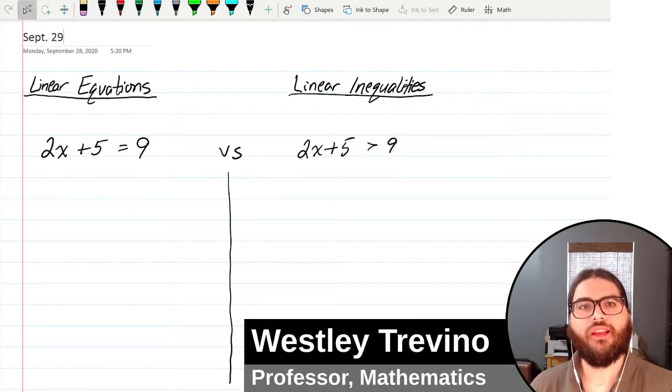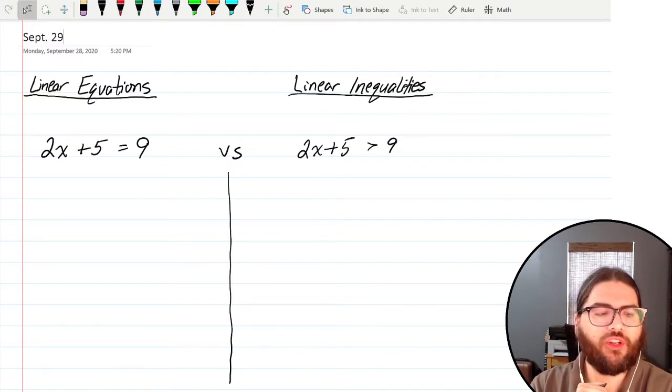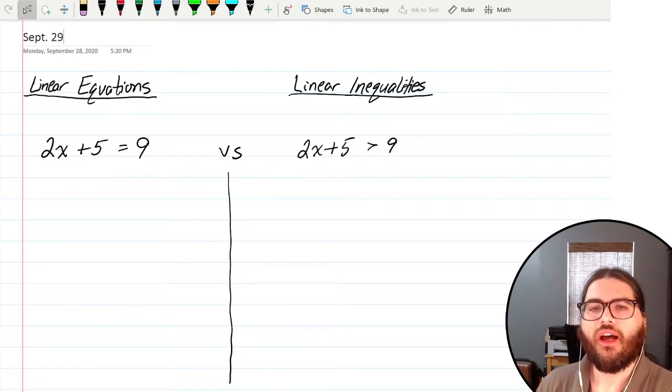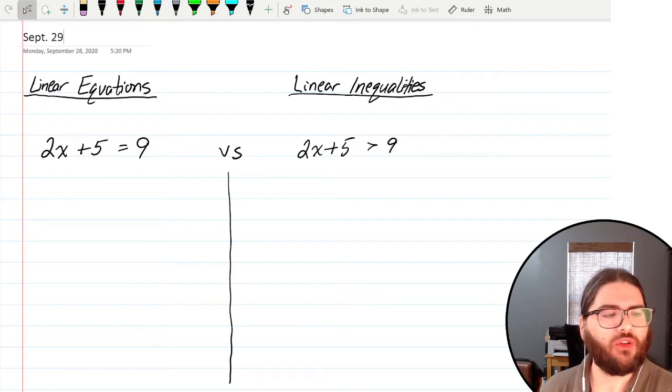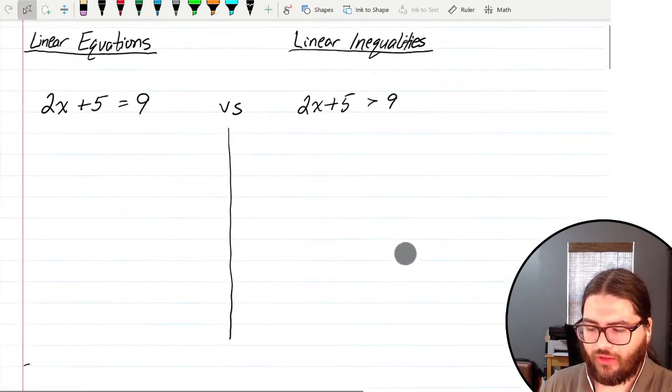Hello, everybody. Welcome back. Today we're talking about linear equations versus linear inequalities. We'll be talking more about linear inequalities as we move into the optimization unit, which is this unit. When we started, we talked about equations, and they form a nice basis for solving inequalities, but they are a little bit different. Here, I give an example here.